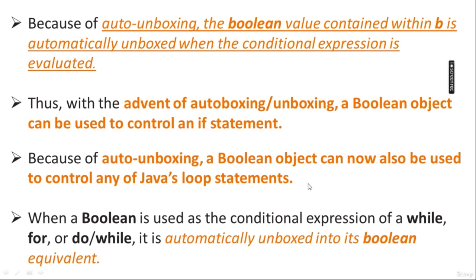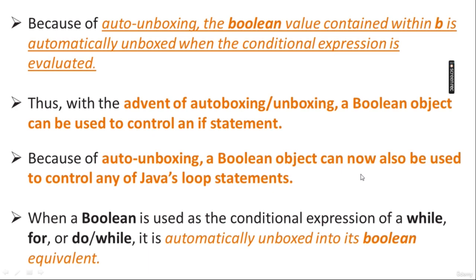Okay, so the Boolean wrapper class can be automatically created from the primitive type, and the primitive type can be automatically converted to the wrapper class. Because of this, a Boolean object can be directly passed to any expression or control statement, and that will be automatically unboxed to the primitive type. When a Boolean is used as the conditional expression of while, for, or do while, it is automatically unboxed into its boolean equivalent. Okay, boolean is a very important primitive type.